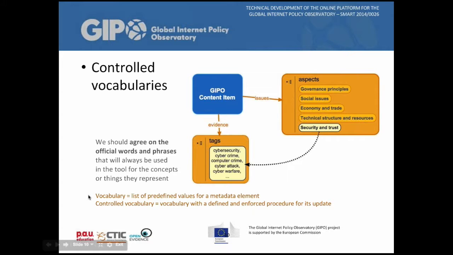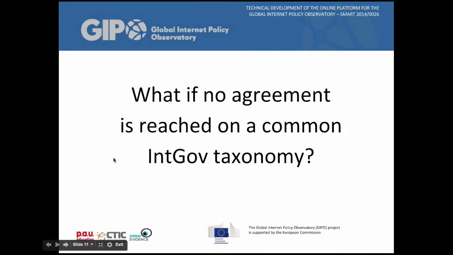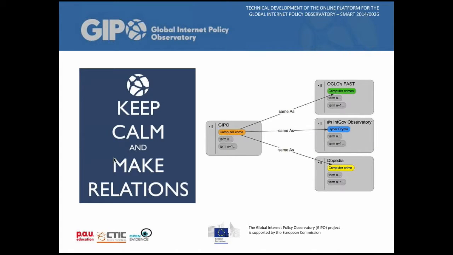As an example, we can say, okay, but if there is no agreement reached on a common internet governance taxonomy, what happens? Because every initiative has its own taxonomy, different terms, different classifications. What happens when we are going to agree on a common one? It's difficult to do. Okay, so keep calm and make relations.